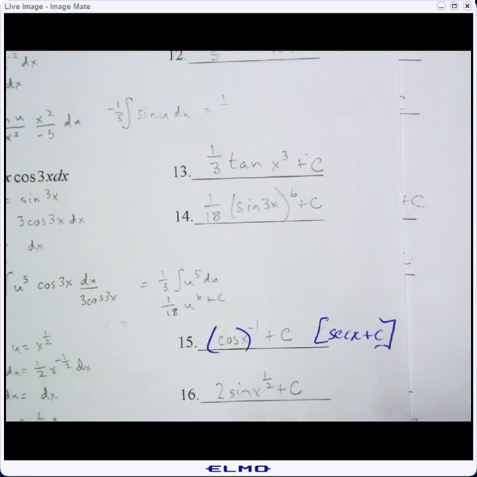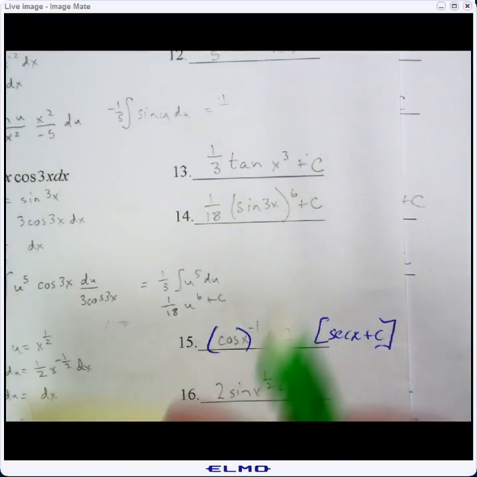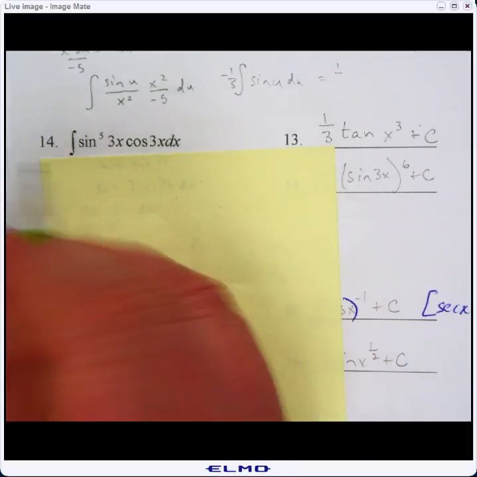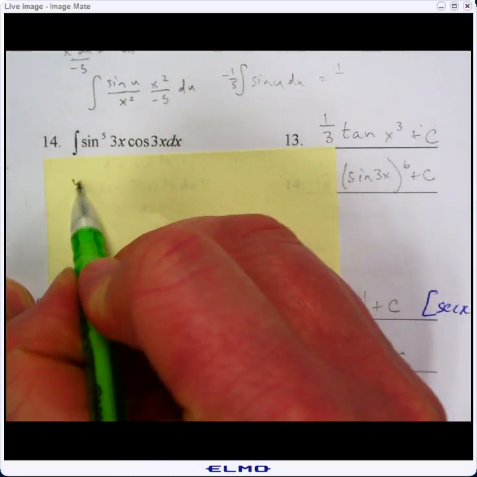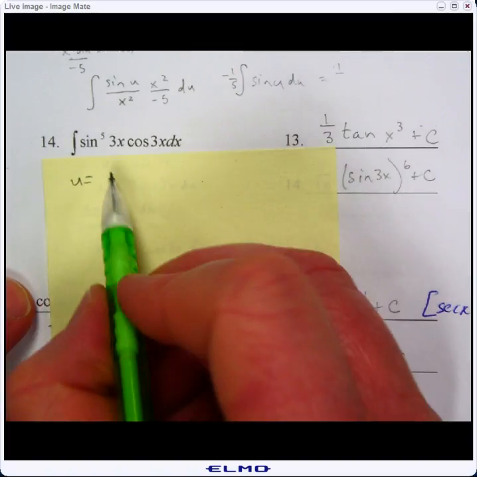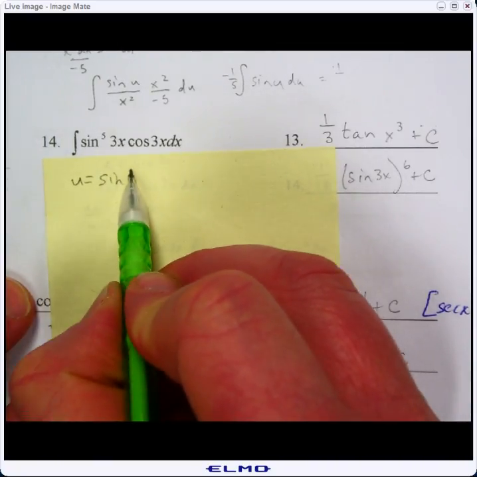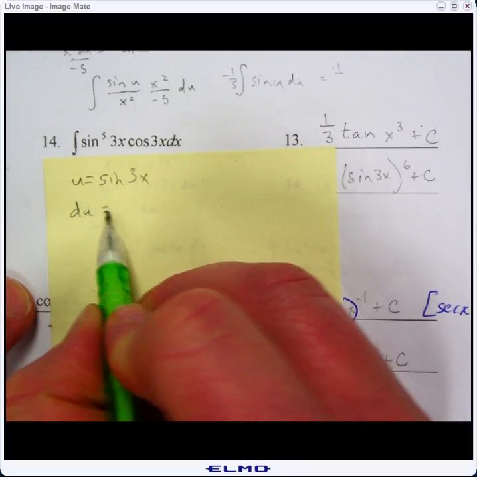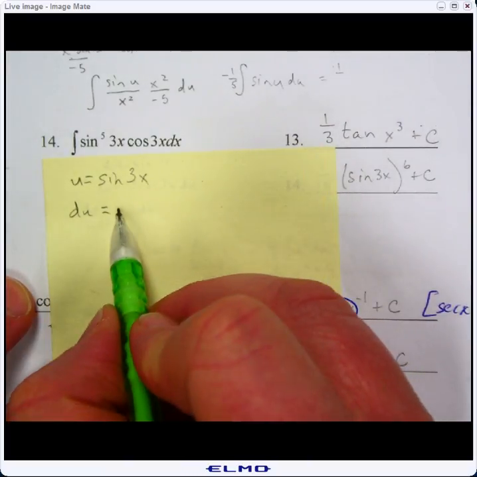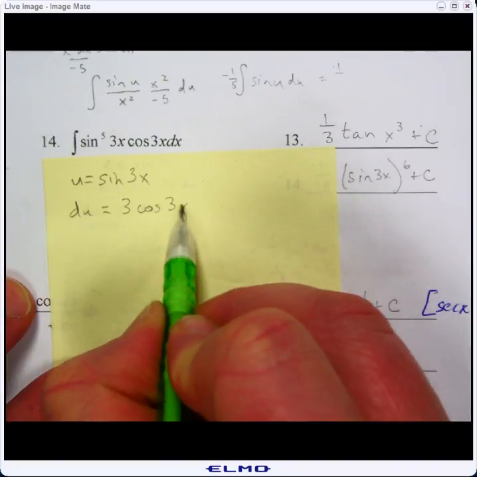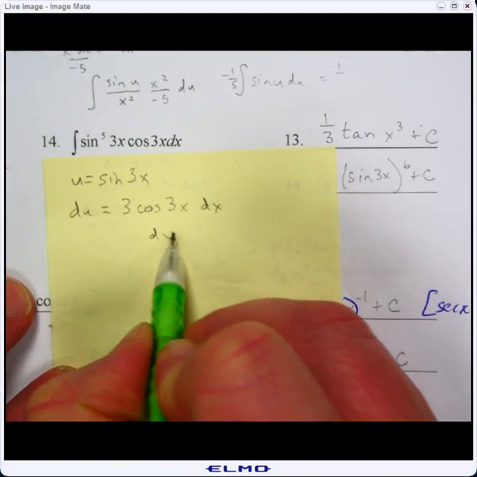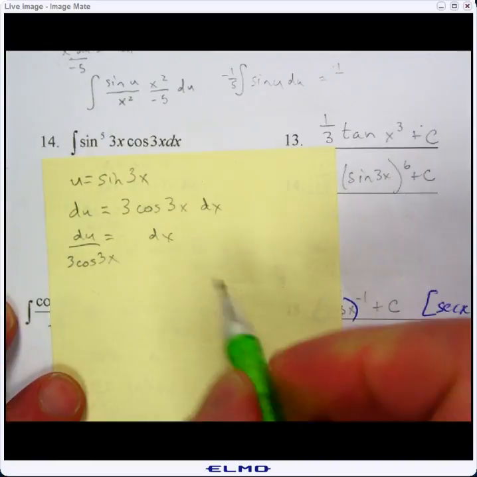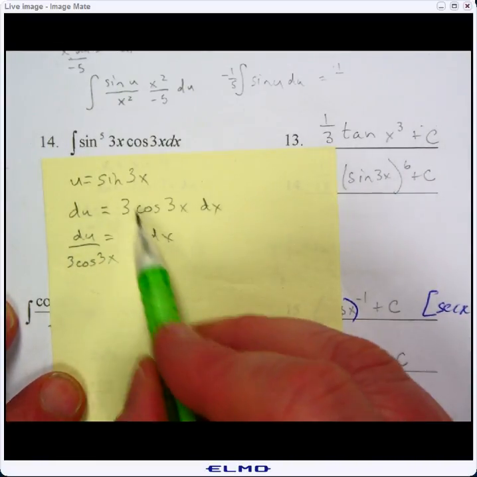I don't think there are any other crazy ones on here except for the double substitution on number 14. But if you follow your rules, as long as you can take the derivative, you're okay. So I'm going to let sine of 3x be the u value. du is 3 cosine 3x dx. Double check, make sure your sign's right, negative.